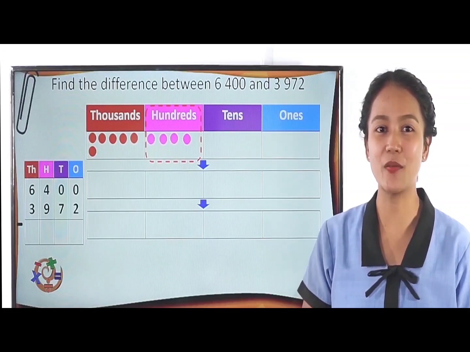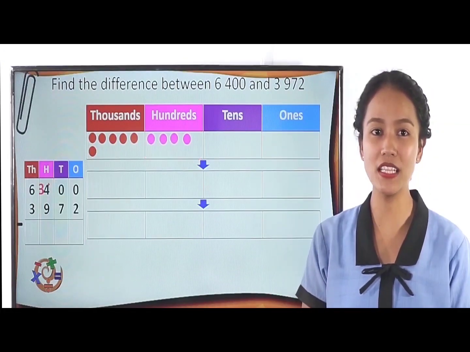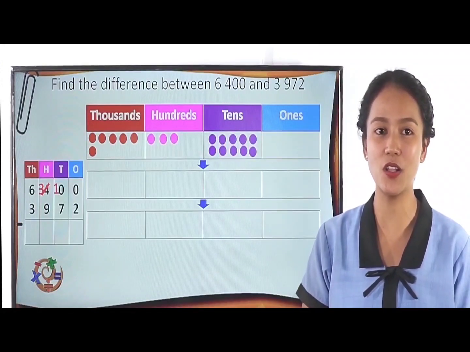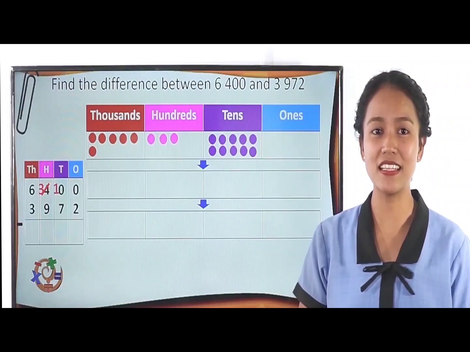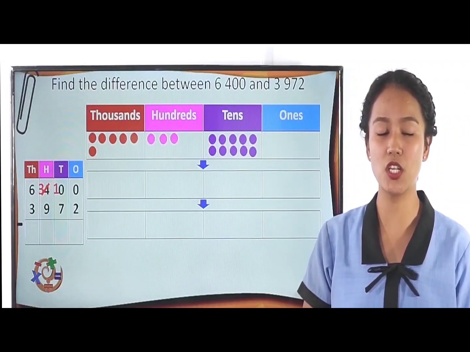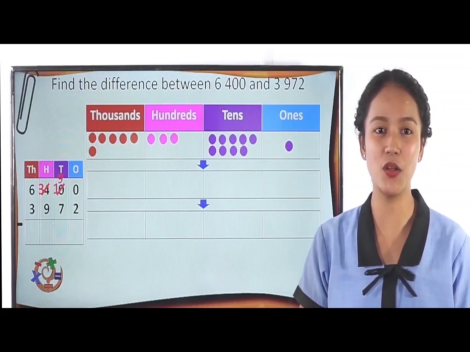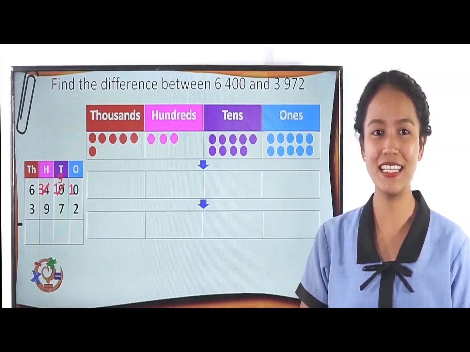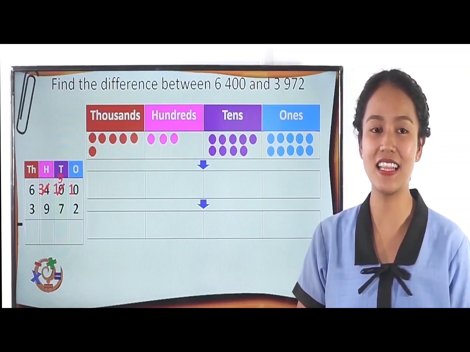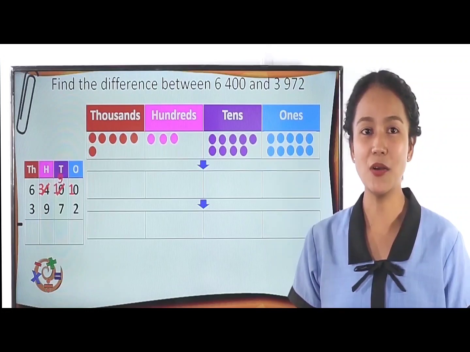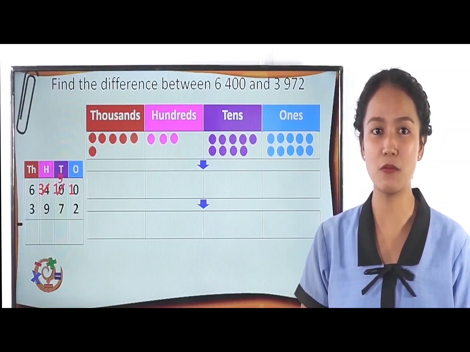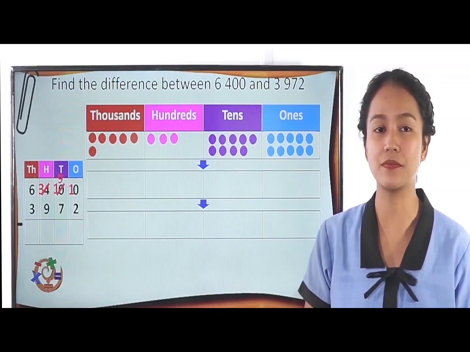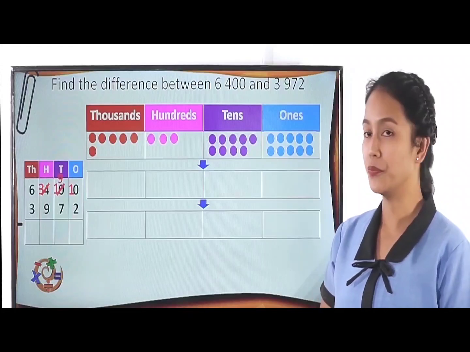Since 100 is equal to 10 tens, we exchange 1 counter from the hundreds column for 10 counters in the tens column. And since 10 tens is equal to 100, we exchange 1 counter from the tens column for 10 counters in the ones column. So, 100 is equal to 9 tens and 10 ones. Now that we have counters in the tens and ones column, we can now start removing 3,972 from it.